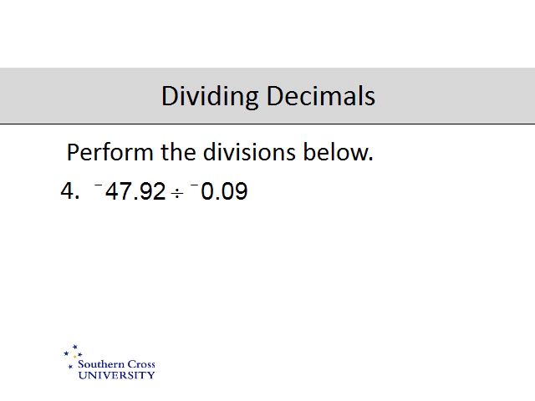And the last question, we've got a negative divided by a negative here, so let's leave our signs and consider them last. We're going to divide by 9 here, which we got by multiplying by 100, and hence move the decimal point 2 places. So we're going to do the same here, to get 4,792. So it's 9 into 4,792.